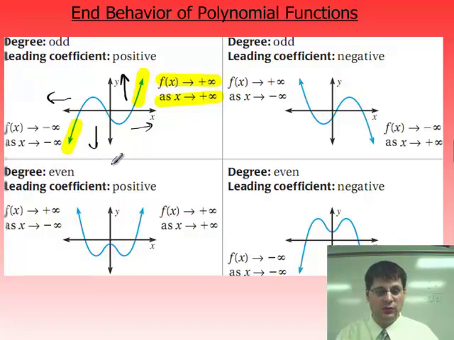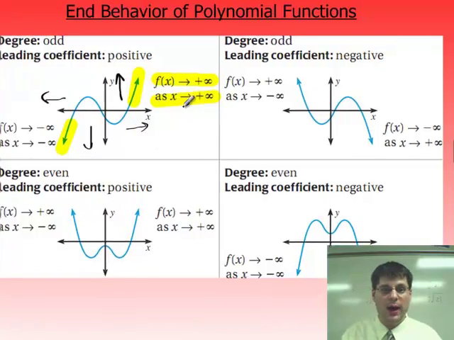Whereas if it's even degree, both sides are going to end up going up, or they're both going to go down. So if it's an even degree and it's positive, they're both going to go up.